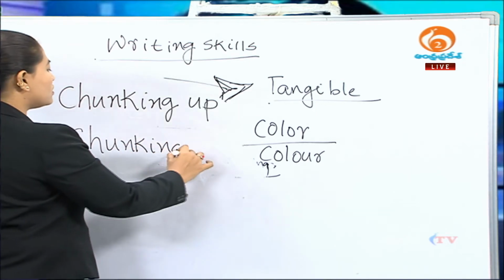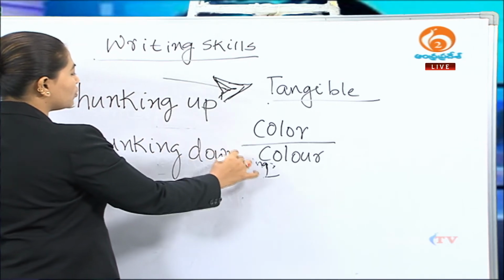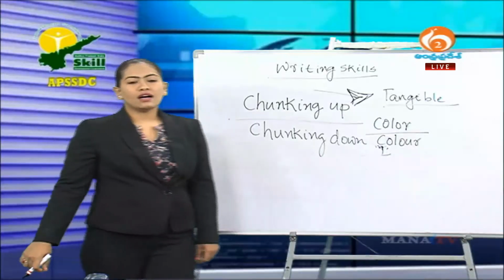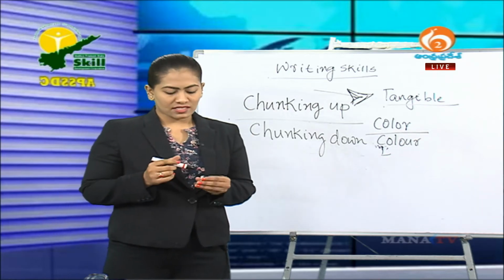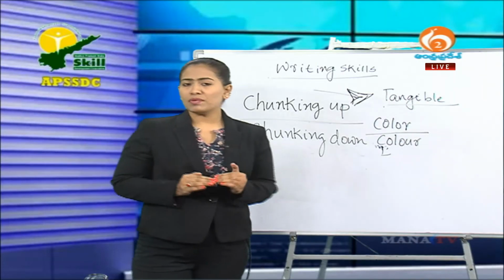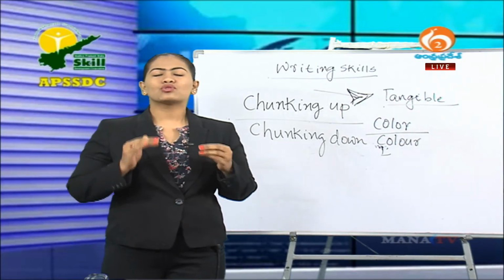So very important also for spoken communication. Chunking up is nothing but information which is complicated, which is complex, and as a writer or speaker, I decided to choose complexities to convey the message. Chunking down is to simplify the information given, to make it more understandable, more acceptable. As a speaker and writer, I can take a call to simplify the piece of information that I am trying to convey.